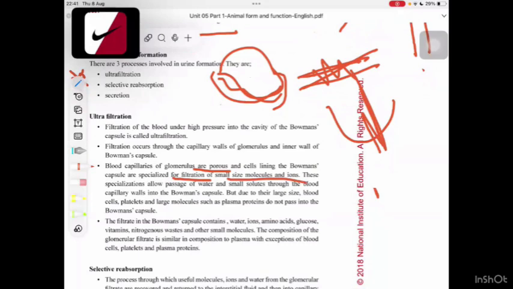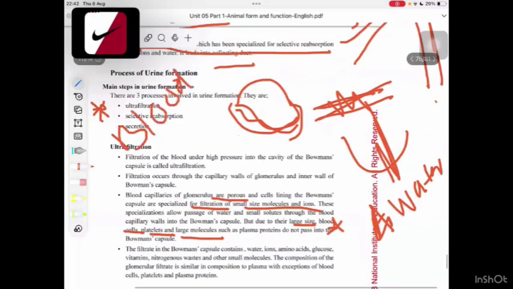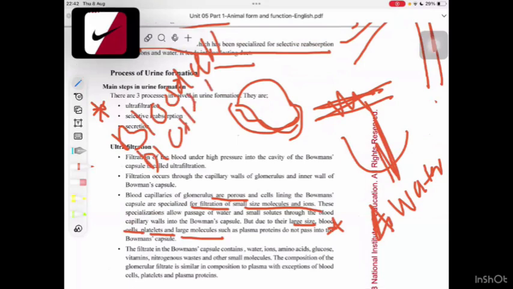This specialization allows water, number one, and small solutes through the blood capillaries. But due to their large size, blood cells, platelets, and large molecules such as plasma proteins do not pass. They will ask you what molecules do not pass into the Bowman's capsule. That is an SCQ point. You should write blood cells because they are large. Platelets are large, they cannot be filtered. And also large molecules such as plasma proteins. Those are the three things.